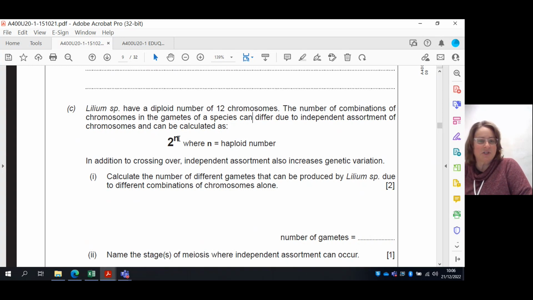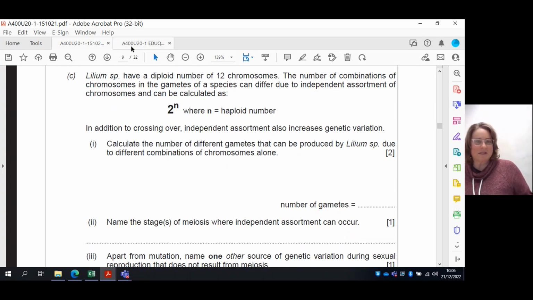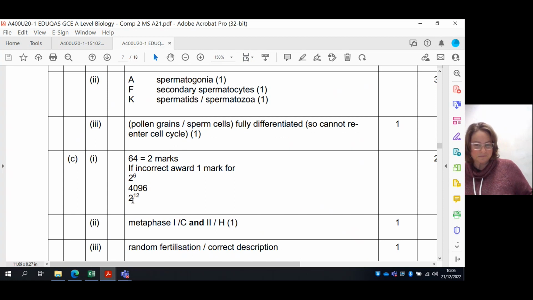Your maths is literally 2 to the power of 6. And if you cannot do that with the calculator, then it is 2 times 2 times 2 times 2 times 2 times 2. Did I do it the right time? Right number. So 6 times. And you should get to your 64 with this one here.